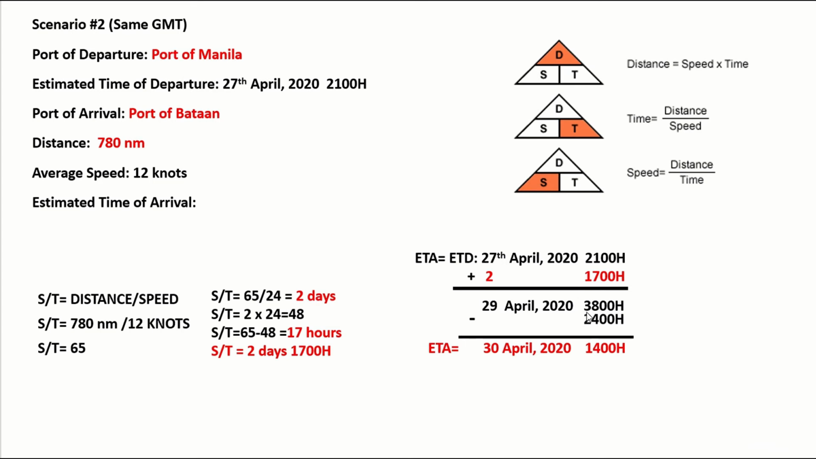exceeds the 24-hour limit. So what should we do? We will just deduct another 24 hours, so it will be inside the 24-hour limit, and just add 1 day here to April 29. So the ETA in this scenario is April 30, 2020, 1400.